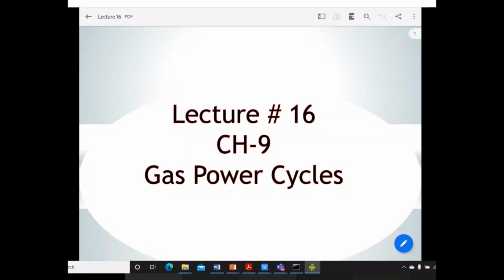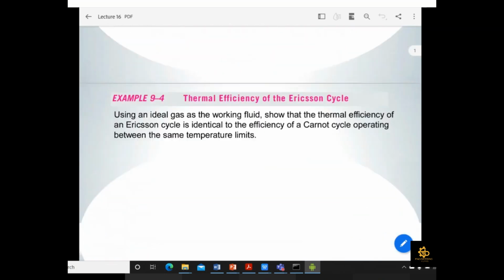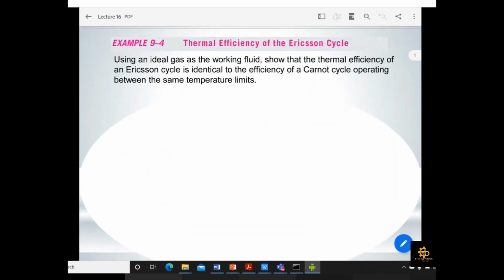Okay, so today is again related to chapter number 9, gas power cycle. In the previous class, we already discussed another type of gas power cycle, that is the Stirling or Ericsson cycle. And we have solved one problem, which is the proof that the efficiency of the Ericsson cycle and Stirling cycle is equal to the efficiency of Carnot. So this is the example I'm talking about. We already discussed it.